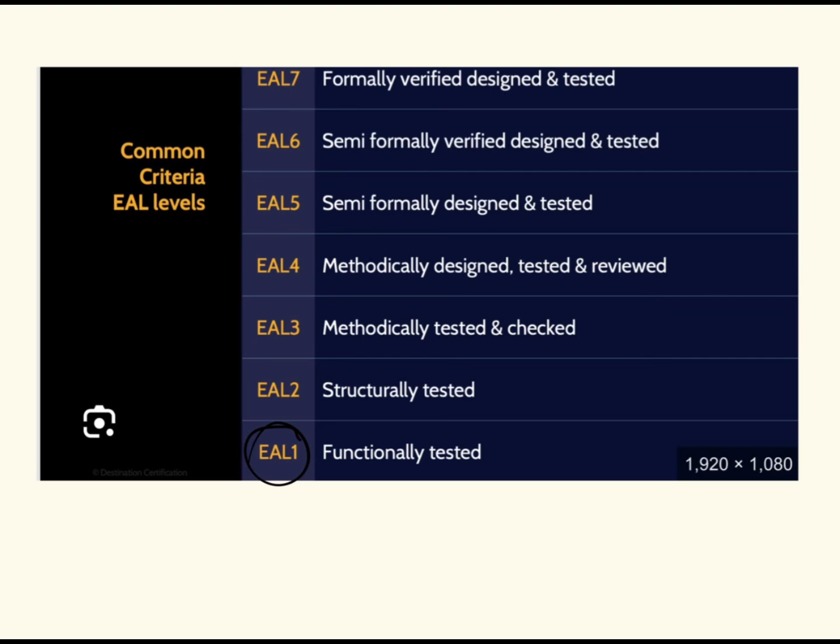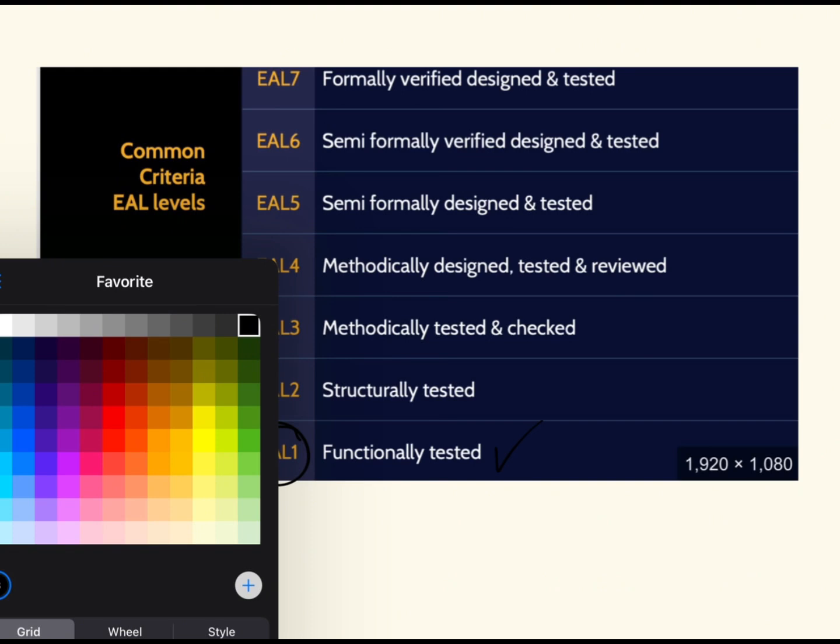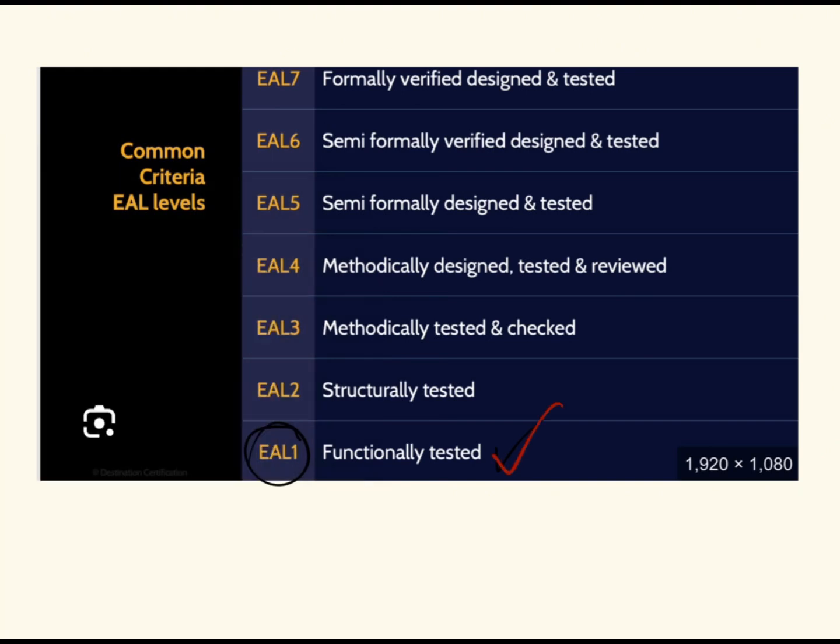So that is functionally tested, right? So let me choose a different color here. So functionally tested. So we only need to verify advertised features, whether they work properly or not.